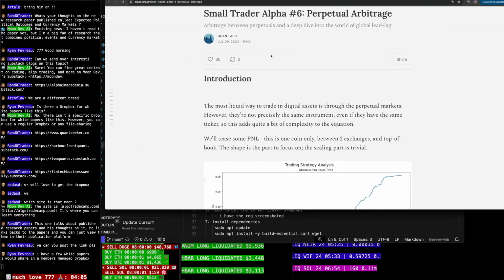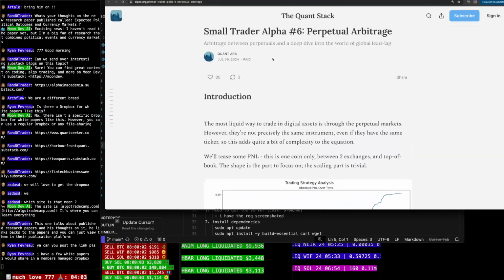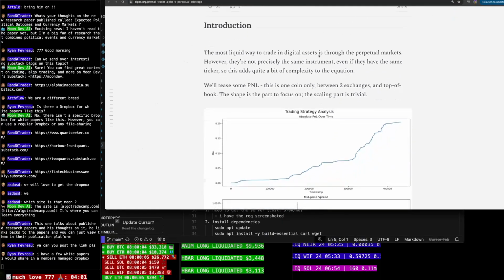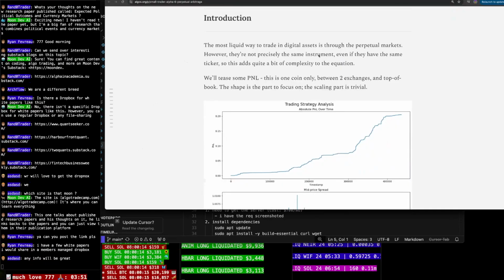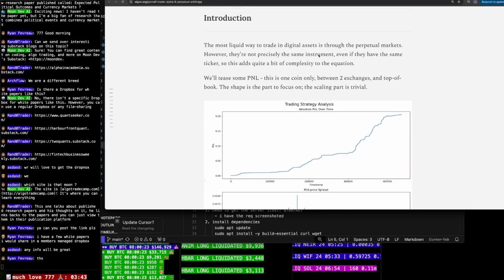Small trader alpha, perpetual arbitrage. Okay, I like this one. The most liquid way to trade in digital assets is through the perpetual markets. However, they're not precisely the same instrument, even if they have the same ticker. So this adds quite a bit of complexity to the equation. We'll tease some P&L. This is one coin only between two exchanges and top of book. The shape is the part to focus on. The scaling part is trivial.